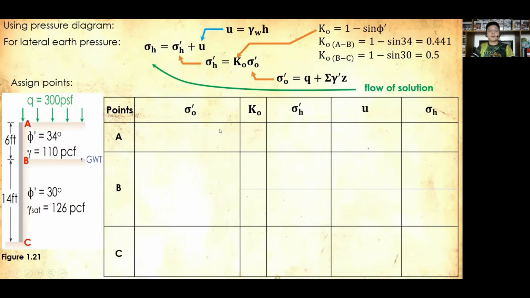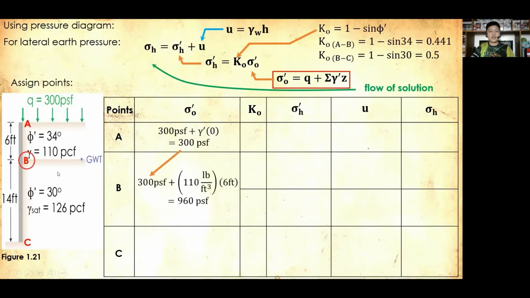Starting with our vertical effective stress, the sigma O prime. So sigma O prime is equal to, at point A, Q, which is 300 psf, plus the weight on top of the soil, which is 0. So it is now equal to 300 psf. So carry over now the initial weight, that is 300 psf, for point B. So that is now plus the weight of the soil on top of B, that is 110 PCF, or pounds per cubic foot, multiplied with the thickness of that layer, that is 6 feet. So the answer now is 960 psf, the total weight at point B.